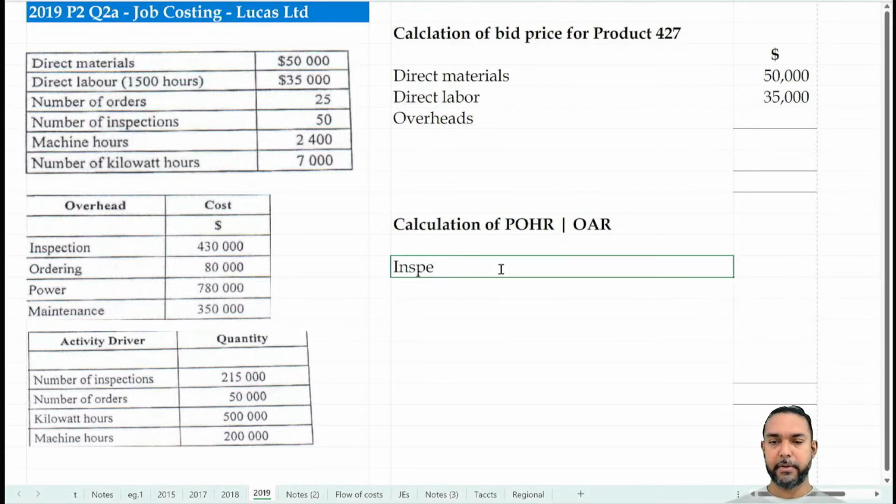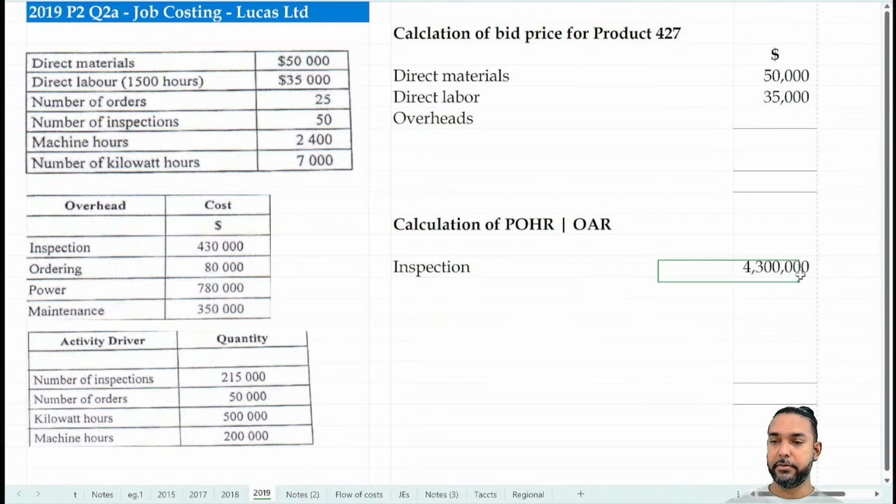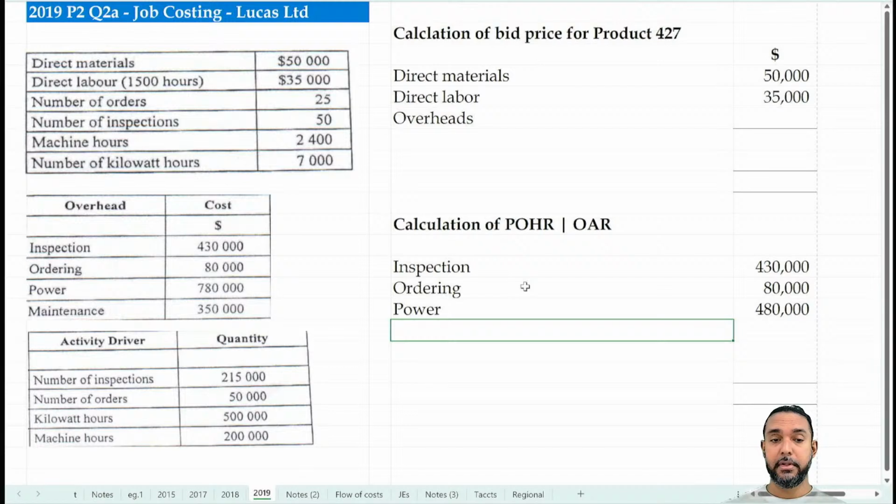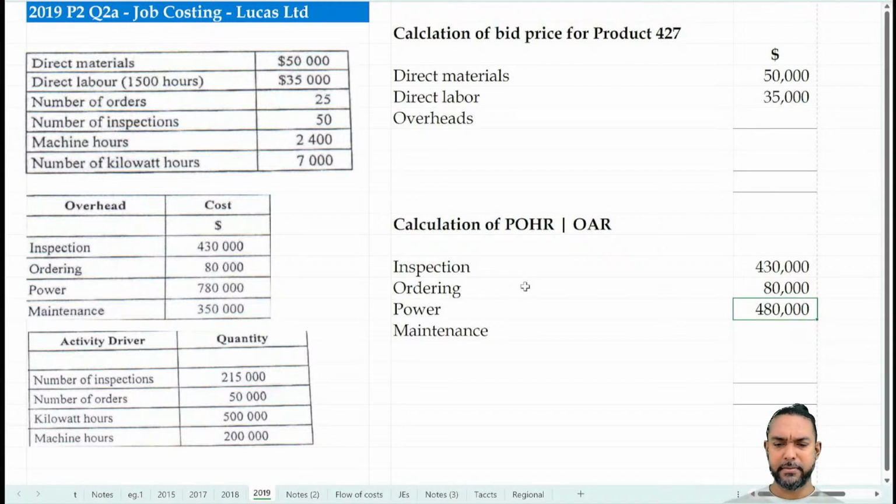Right. So we have inspection, which is 430. Oh, no, that's an extra 0. Right, so always, folks, always pay attention to your calculations. Ordering 80,000, and we have power, which is 780,000. Then we have maintenance, 350. Right, we're going to add all those together.